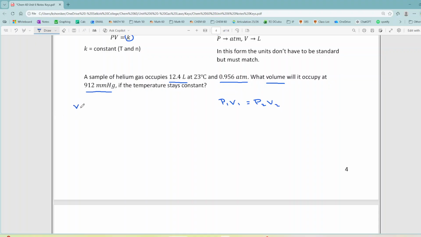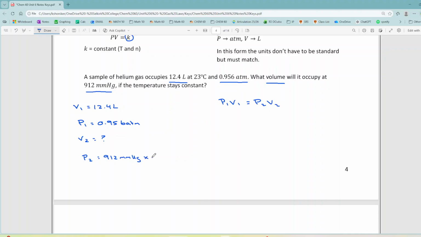We are going to be using P1V1 equals P2V2. They've given us that the V1 is 12.4 liters. They've given us that the P1 is 0.956 atmospheres. Then they said they want us to solve for V2 when the P2 is 912 millimeters of mercury. Now, like I was saying, it doesn't matter what units you use for pressure in this equation, but they have to match. And the nice thing is that if you just always go to atmospheres, everything's going to work out.